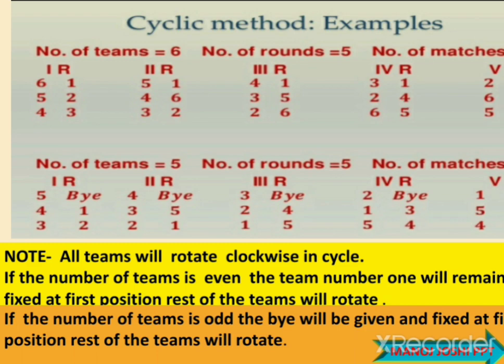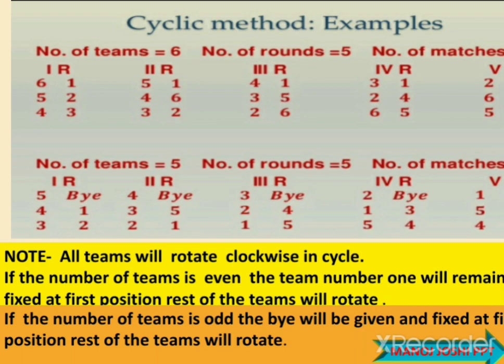So the special thing here, note, we must remember all the teams will rotate clockwise in a cycle. And if the number of teams is even, team number 1 will remain fixed at the first position, and the rest of the teams will rotate. Clear? This we have to remember. And if the number of teams is odd, the bye will be given and fixed at the first position, and the rest of the teams will rotate. This way we can make the fixture by the cyclic method. So the cyclic method, I think it is clear.